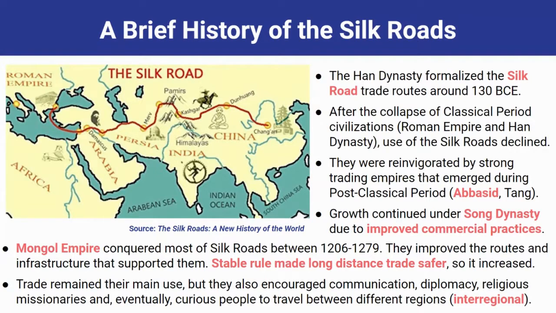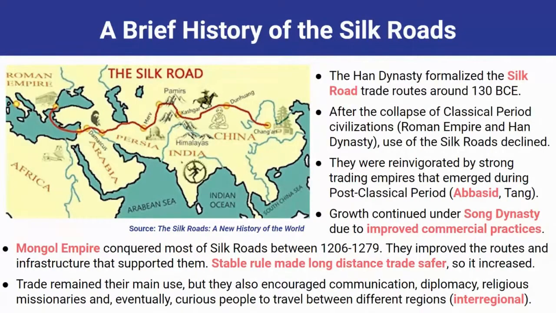They end up getting reinvigorated by the strong trading empires that started emerging during the post-classical period. So that's the period we're talking in now. Post-classical really means basically 500 to 1500-ish, and we're obviously well within that period here. So we're talking about people like the Abbasids and the Tang Dynasty.